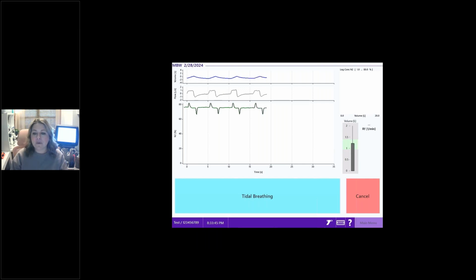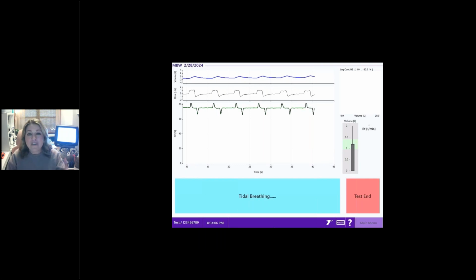Breathe in and out. 2, 3, 4. It seems very repetitive, but it really is necessary for most patients to have that coached breathing, even though it's regular tidal breathing, to have that coached by the technician doing the test.